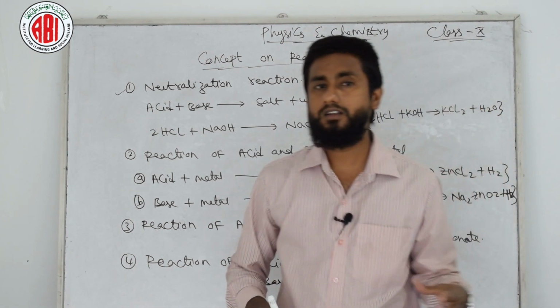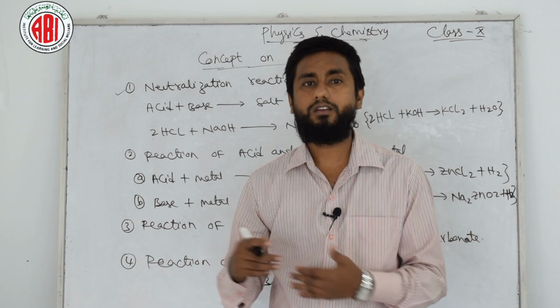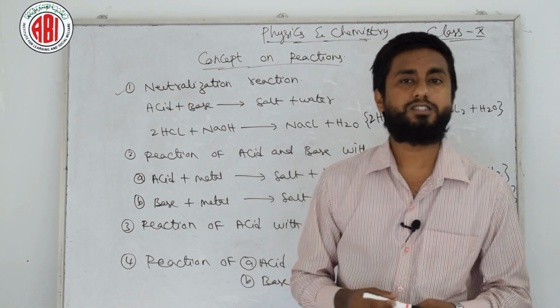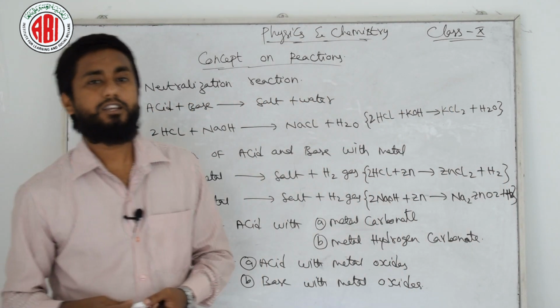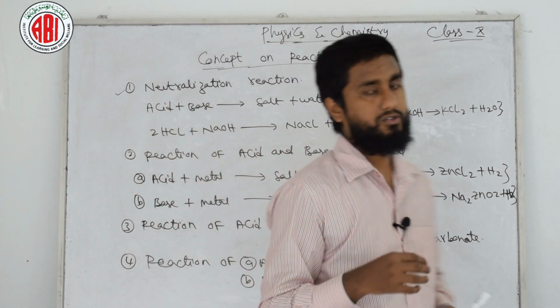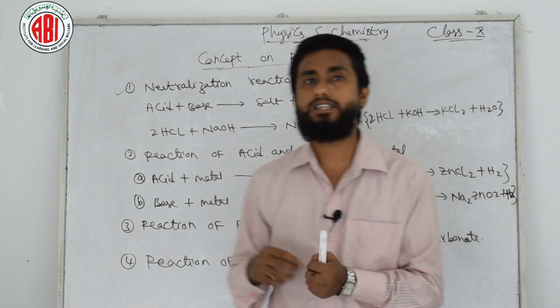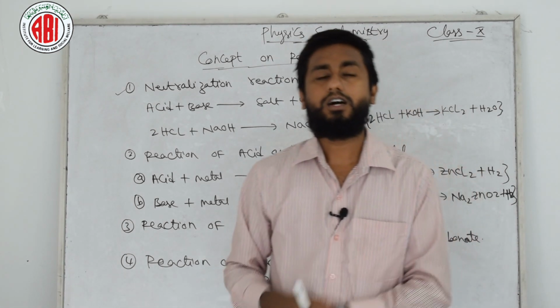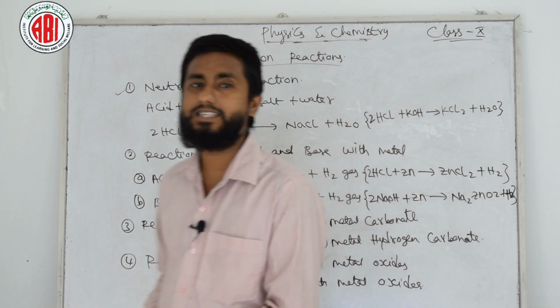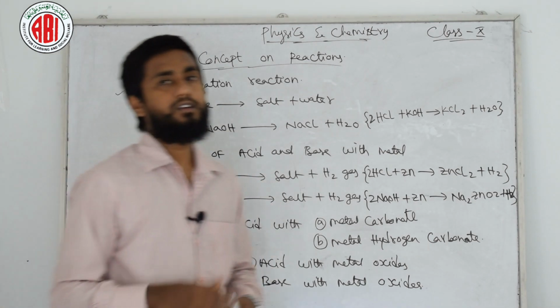So first step done, take about 2 ml of dilute NaOH in a clean and dry test tube. Now second, add dilute HCl drop by drop. You need to add the dilute HCl drop by drop. Observe, we observe NaCl crystals and water above it.